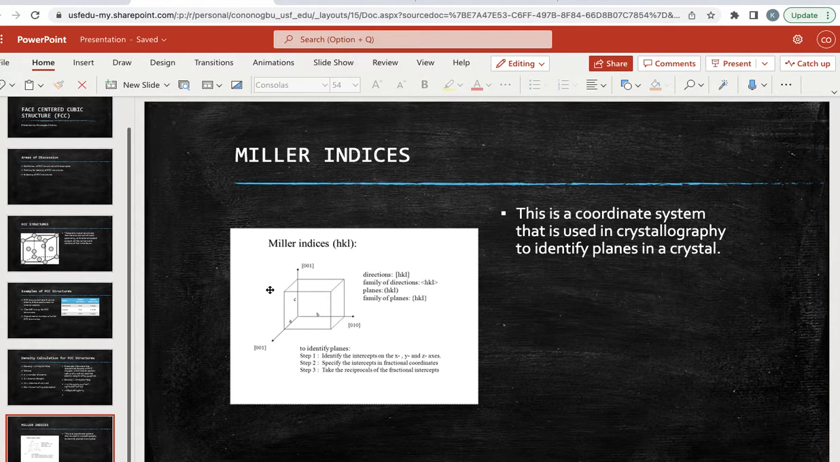Like I said, this is very basic, just a summary of the whole concept, but it makes you relax to know that this is not different from anything you've done before. These are the same coordinate systems we've used, so you're just adapting to this a bit. But that's basically what Miller indices is about.